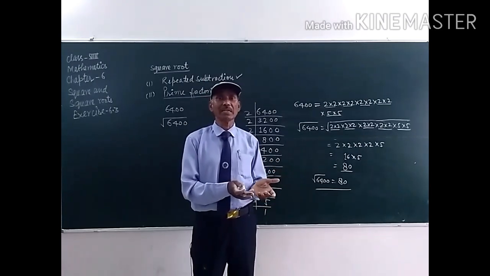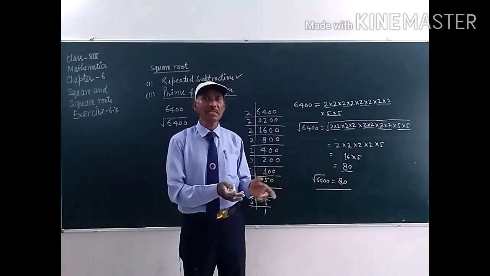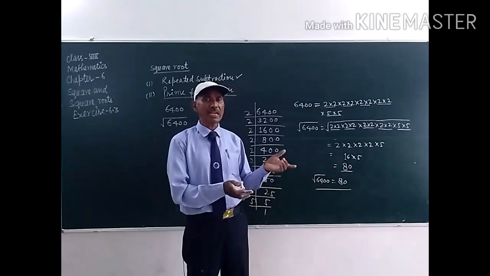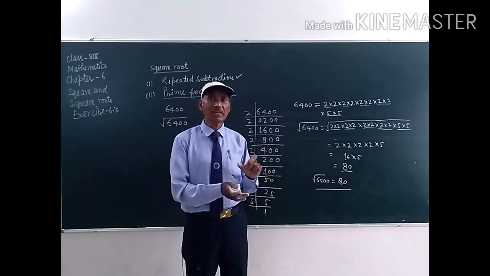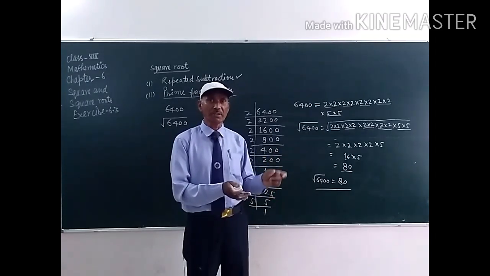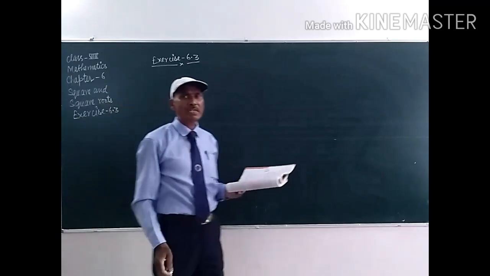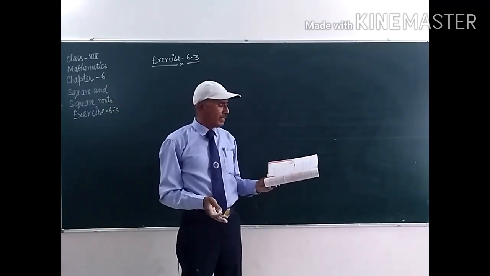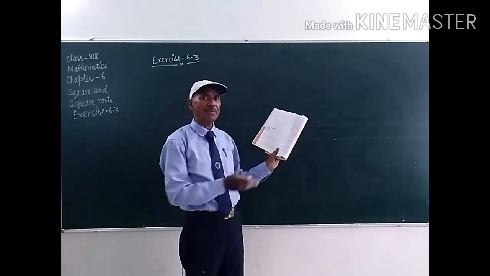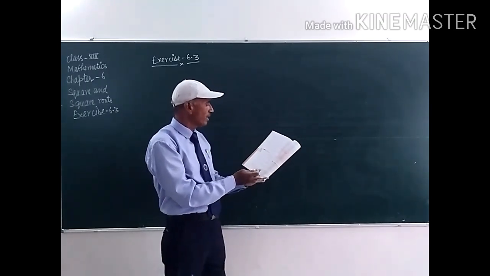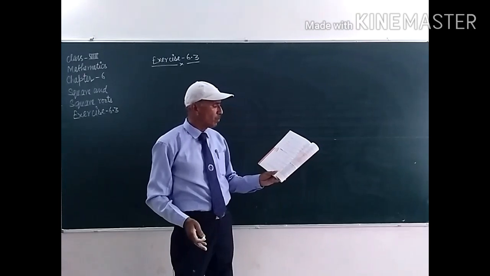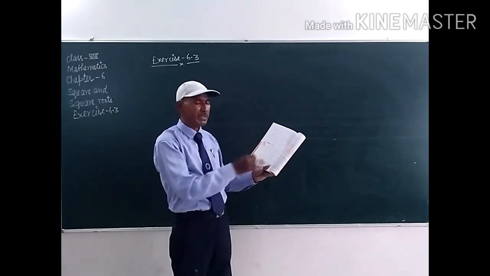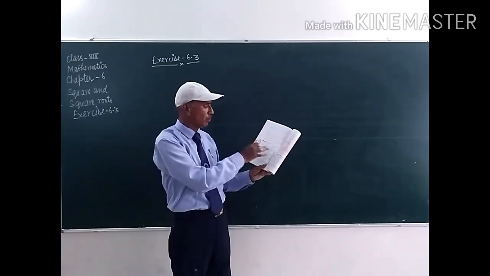The third method is the long division method. So after exercise 6.3 we will discuss the long division method, students. Now we will solve the questions from exercise 6.3, and the first question of exercise 6.3 is, what could be the possible ones digit of the square root of each of the following? There are some numbers given, student. It is in your book.